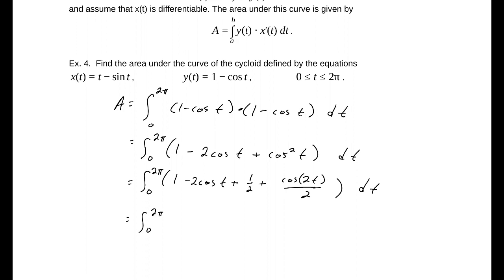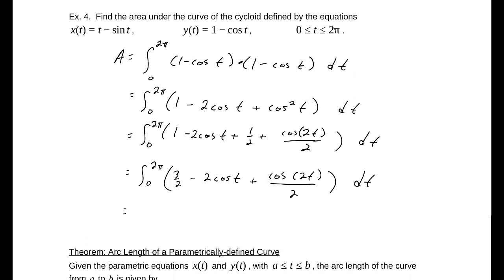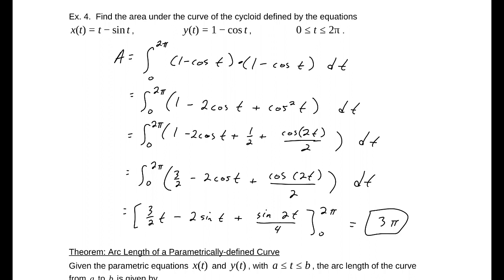Combining like terms there, we have 3 over 2 minus 2 cosine t plus 1/2 cosine 2t over 2, or I'll leave that over 4, dt. Okay, now we can take the antiderivative. 3 over 2 t minus 2 sine t plus sine 2t over 4, evaluated from 0 to 2 pi. And I'll save you that work there. For that, we are going to get 3 pi. So the area underneath that cycloid is 3 pi.